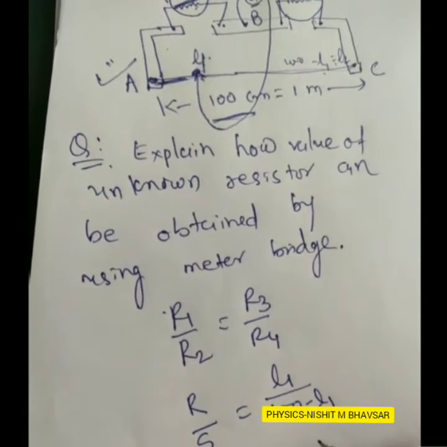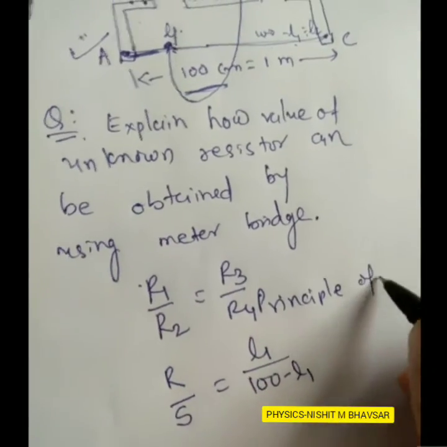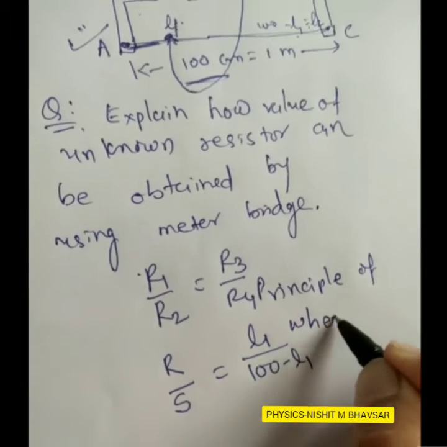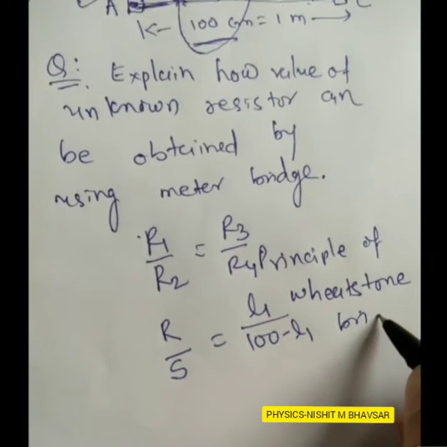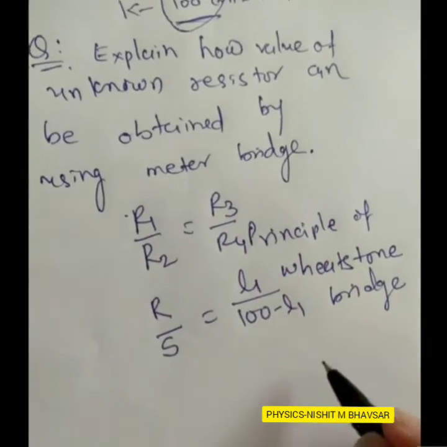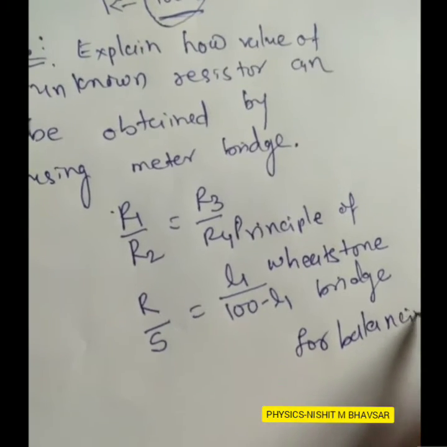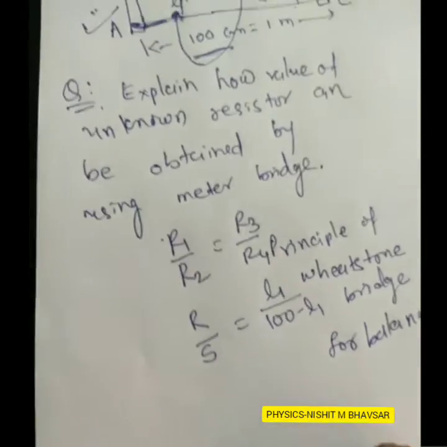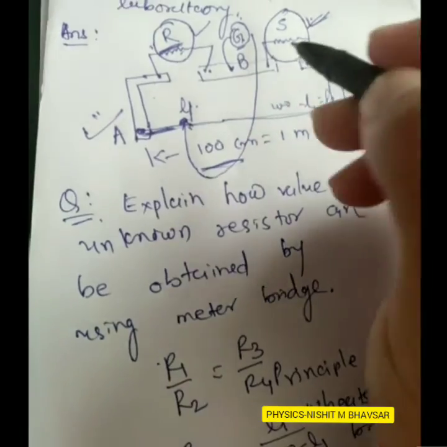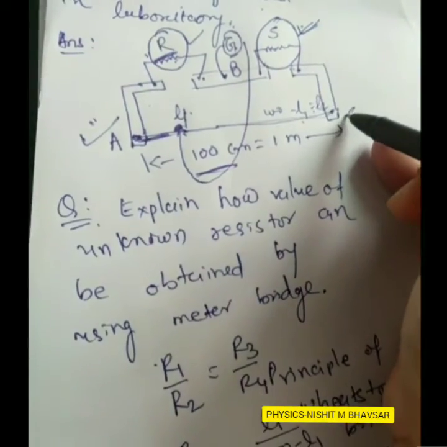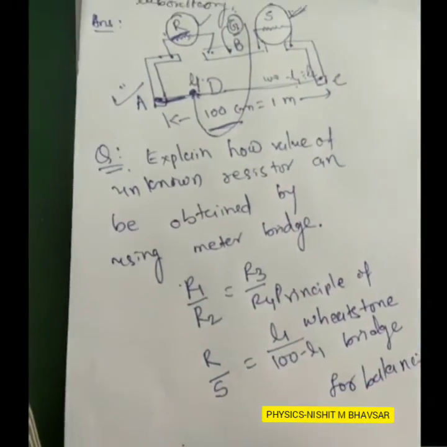So from the principle of Wheatstone bridge, the balance condition for balancing, or else we are using the names from this figure. It is A, it is C, it is B, and it is D.